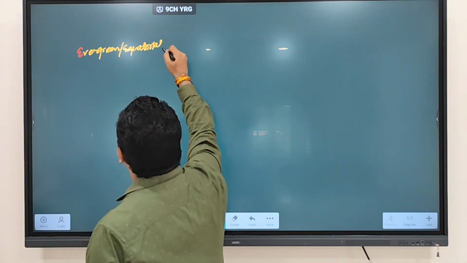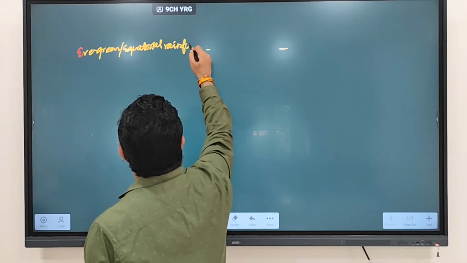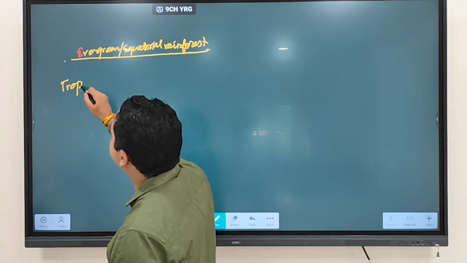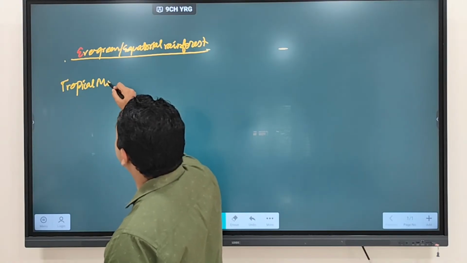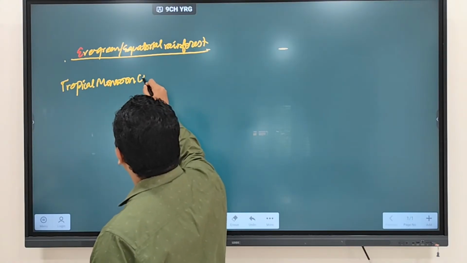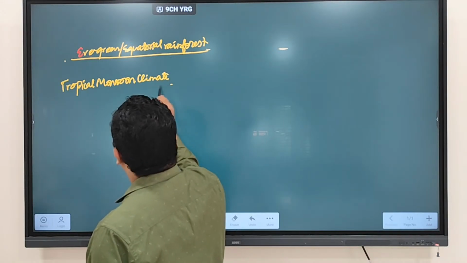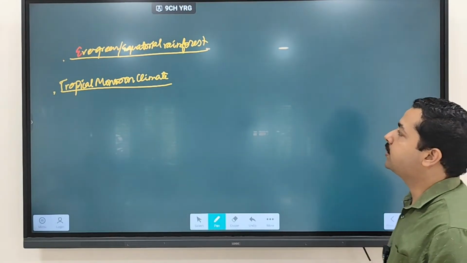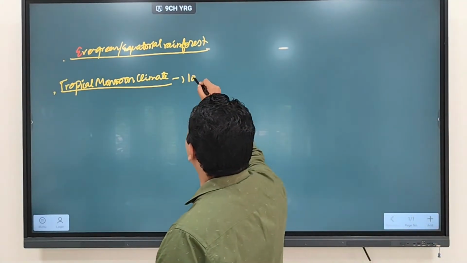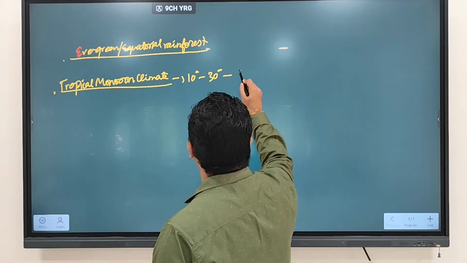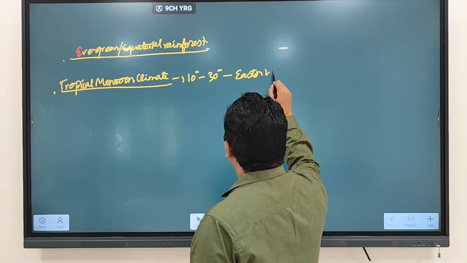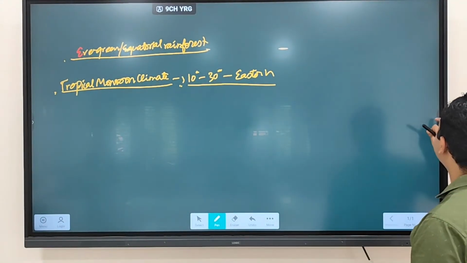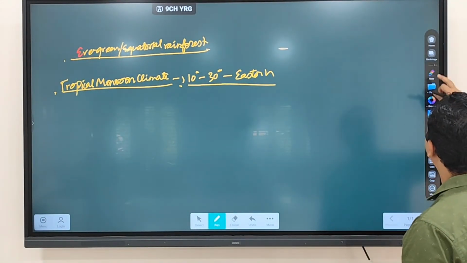The second type of climate that we have is what? Monsoon climate. So now we are moving to the second type of climate, which is the tropical monsoon climate. Fine. So the tropical monsoon climate, generally you find between 10 to 30 degrees on the eastern side. You're going to find this type of climate there. Fine.